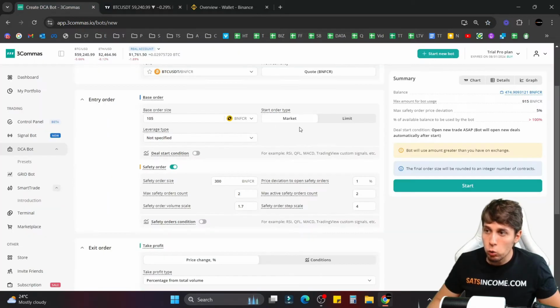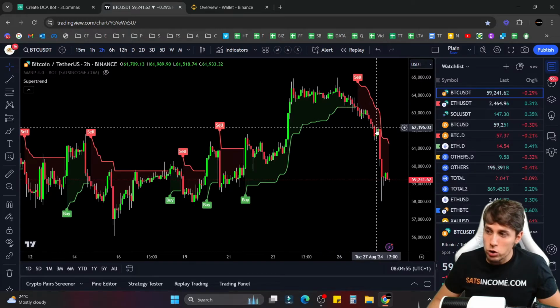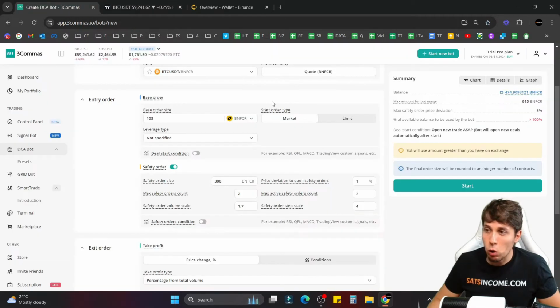We want the bot to open the trade right away. We don't want it to start placing limit orders and for us to miss this move to the downside, right? We want the bot to open the trade right away in real time. So that's why we're selecting market order.